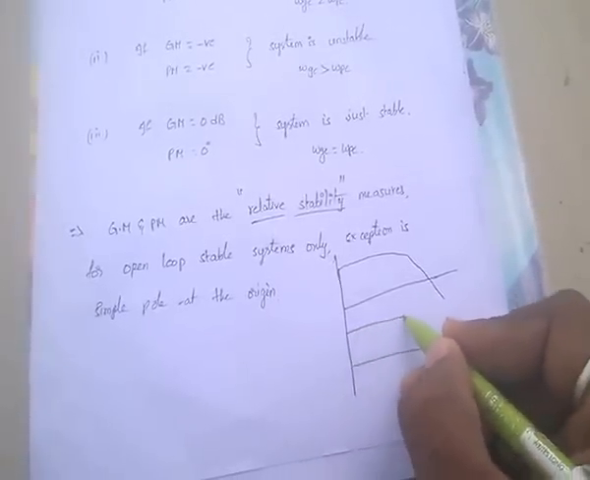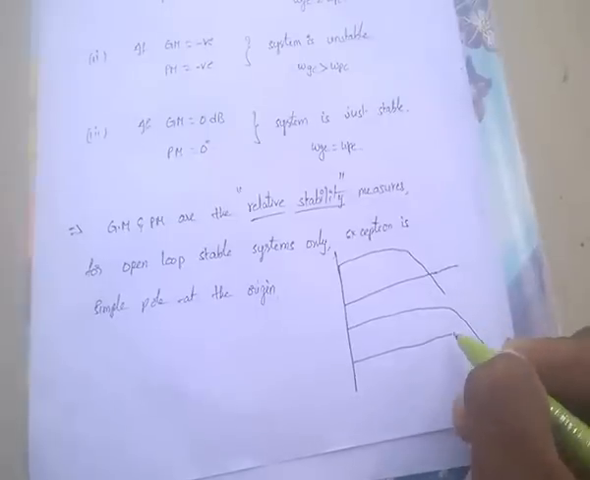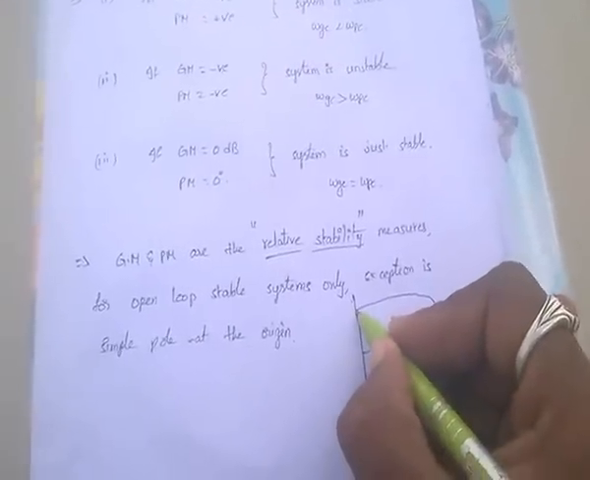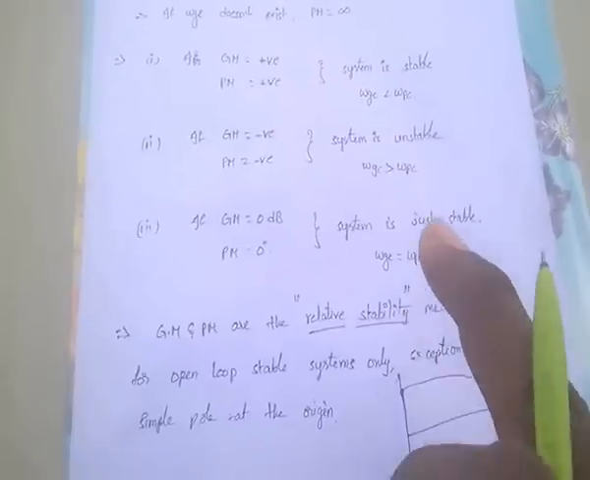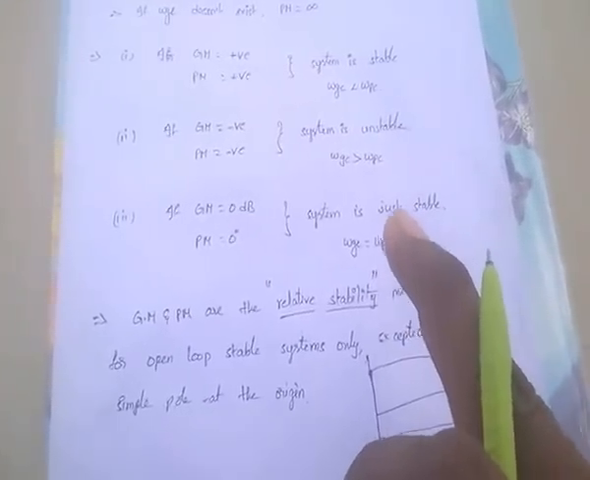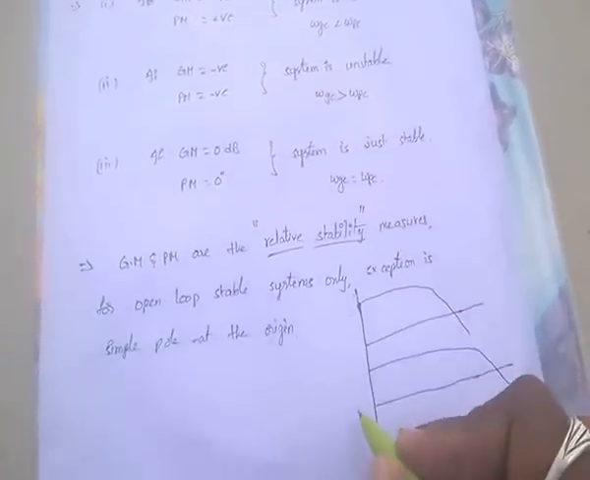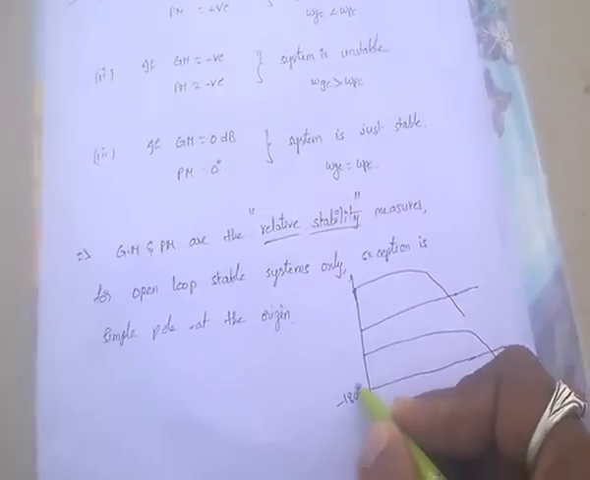It is a phase plot. First of all, what is phase crossover frequency? The frequency at which the phase of G(s)H(s) is minus 180 degrees. Here it is minus 180 degrees.